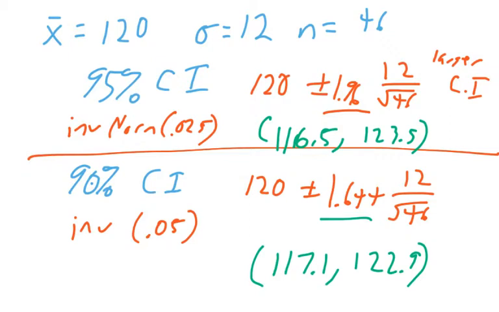The key here is that even though we didn't change any of the data because we used the same data, when we wanted the 95, we're more confident that the true parameter is going to be in here. But here we have a smaller margin of error, but we're going to be right less of the time.